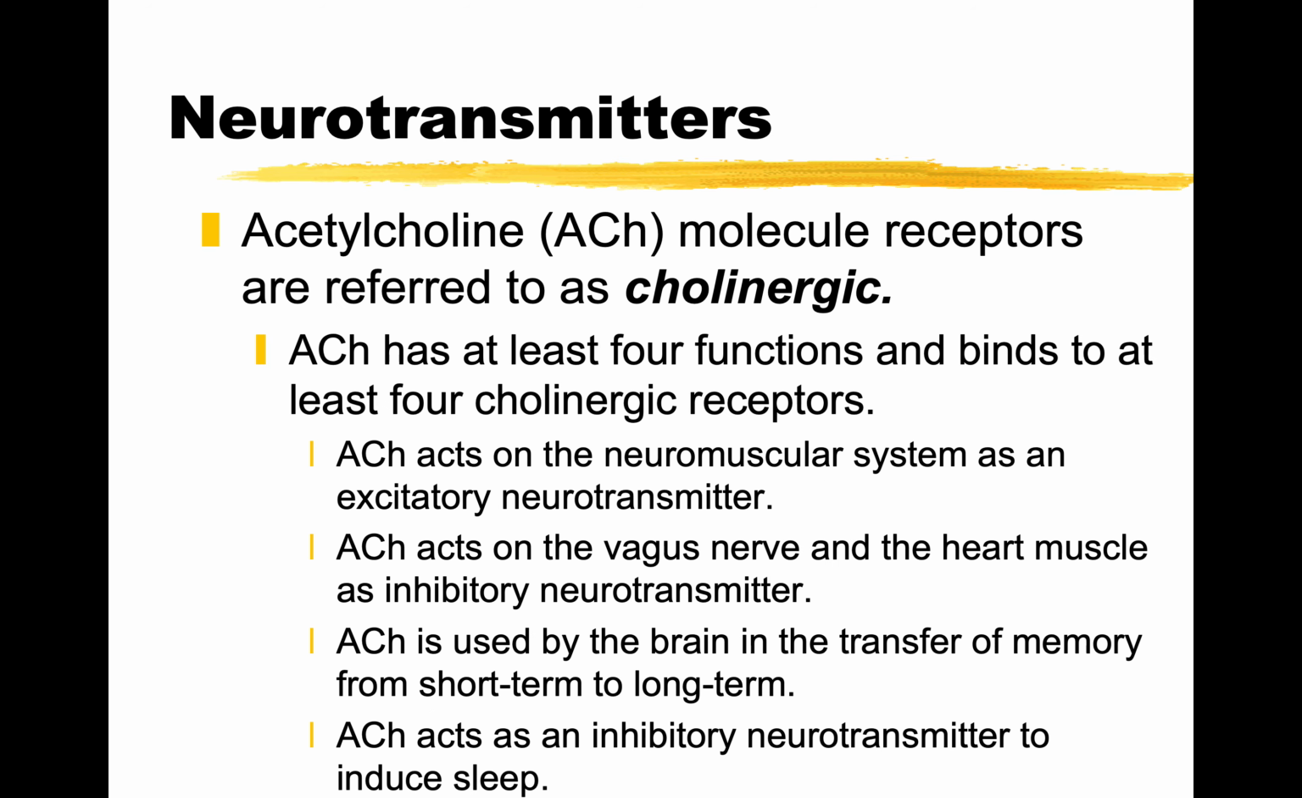Acetylcholine molecule receptors are referred to as cholinergic. Acetylcholine has at least 4 functions and binds to at least 4 cholinergic receptors. Acetylcholine acts on the neuromuscular system as an excitatory neurotransmitter. Acetylcholine acts on the vagus nerve and the heart muscle as inhibitory neurotransmitters, slowing the heart rate down. Acetylcholine is used by the brain in the transfer of memory from short-term to long-term. Acetylcholine acts as an inhibitory neurotransmitter to induce sleep.